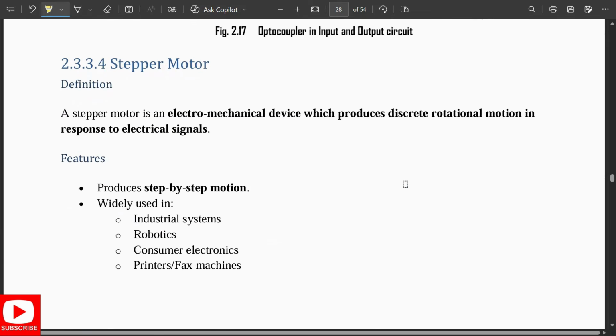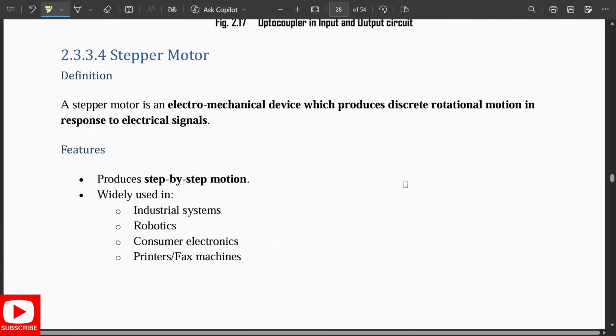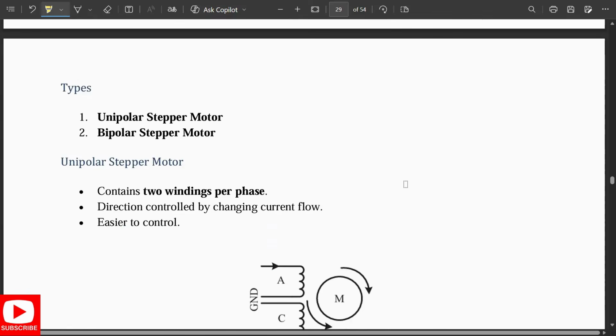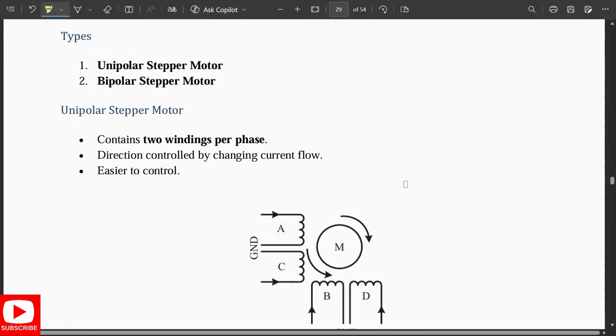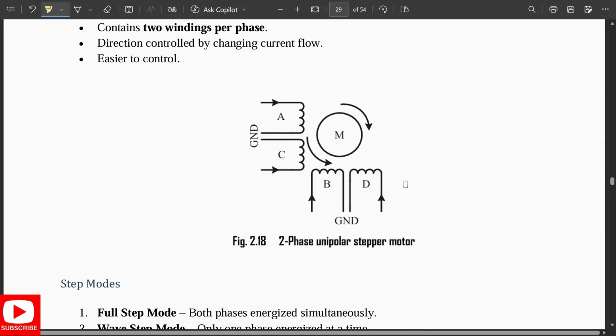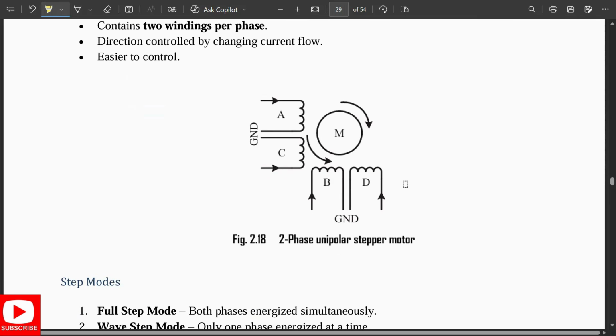Next is the stepper motor. It is an electromechanical device which produces a discrete rotational motion in response to electrical signals. So step-by-step motion is produced. It is widely used in industrial systems, robotics, consumer electronics, and printer machines. Types: we are having unipolar stepper motor or bipolar stepper motor. Unipolar means it contains two windings per phase. Direction is controlled by changing the current flow and it is easier to control. This is a two-phase unipolar stepper motor.